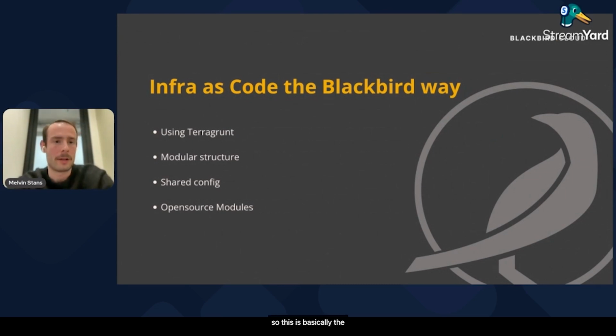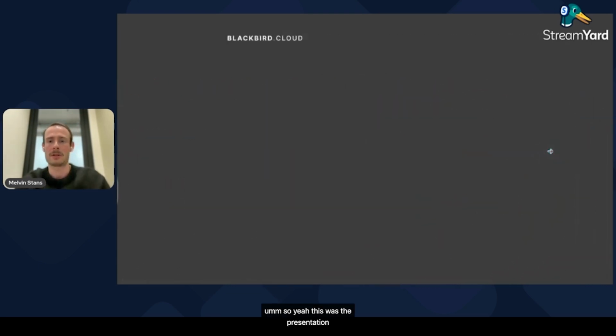So this is basically the infrastructure as code backward way. We use Terragrunt to have better state management and make collaboration between projects possible, and also working at the same time on things. We have, of course, the folder structure, which makes the modularity possible. We have some shared config, which makes it easier, and you don't repeat yourself as often. And we use a lot of open source modules, which we also make ourselves and publish, but also other ones that are out there we use as well. So yeah, this was the presentation.